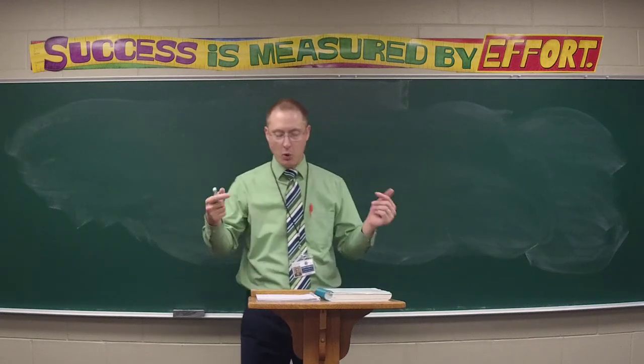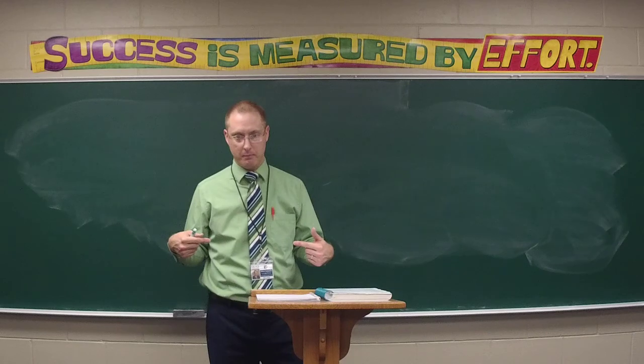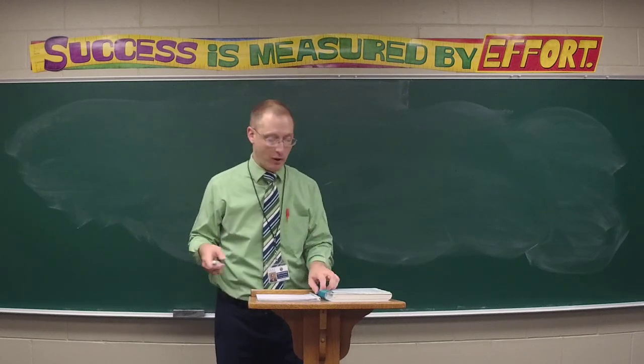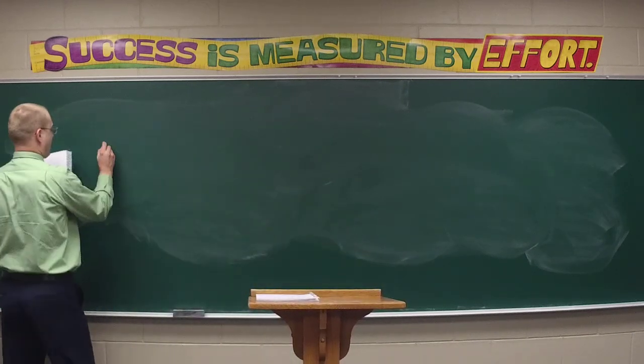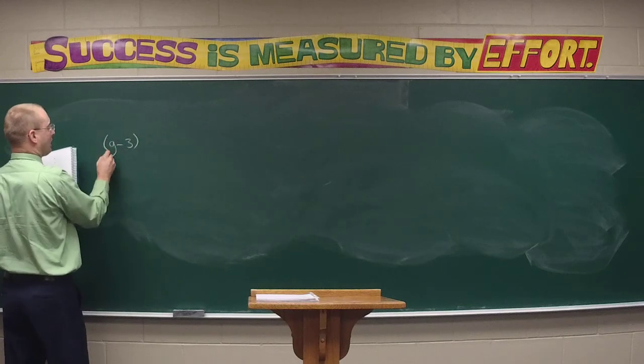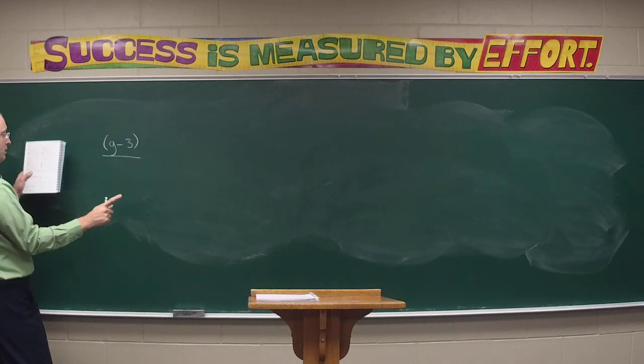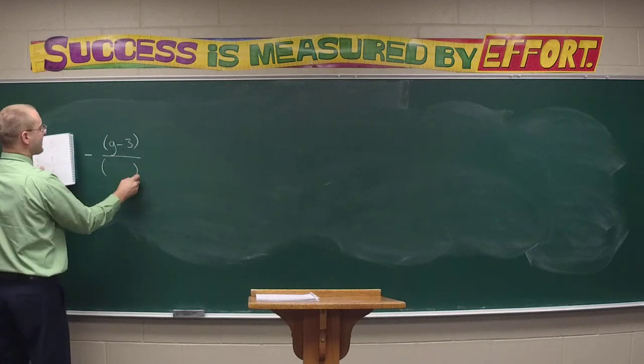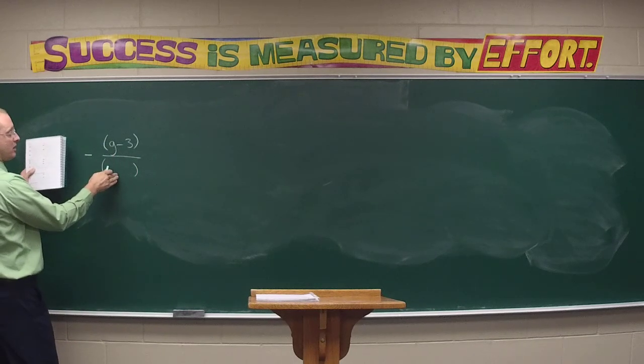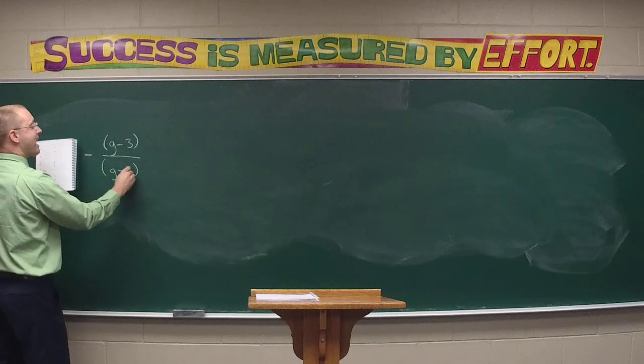So really in both cases, class, we're going to want to do what? Factor out that negative. So my first fraction, of course, G minus 3, I'm going to leave. I'm going to factor out the negative. Where does the negative have to go, class? In the front. And then what's left in the parentheses down here, anyone? G minus 8.